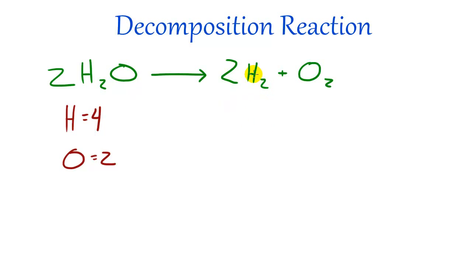So if we go ahead and look at this, in H2, two hydrogens, so we have four hydrogens since we have two of them. And also this one's simple, we have two oxygens, just like that. Simple enough. So now let's go ahead and look at another example before I give you guys your first assignment.